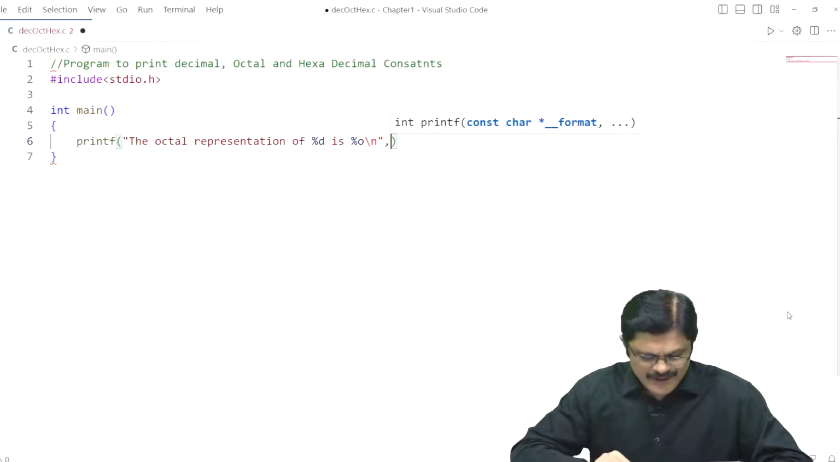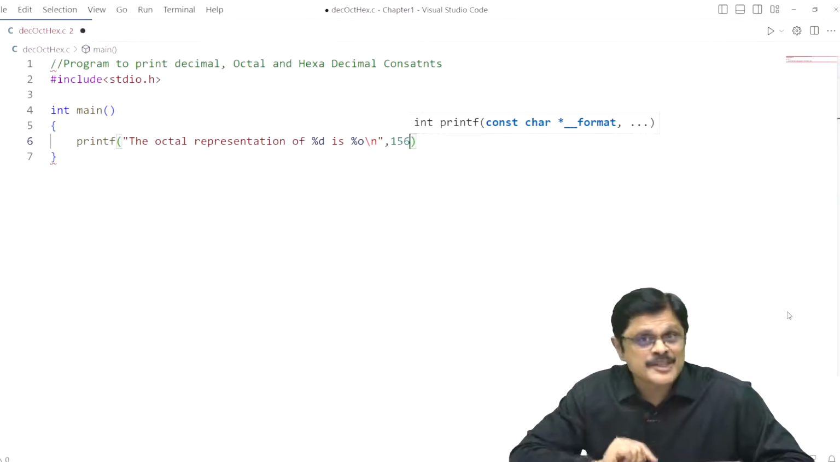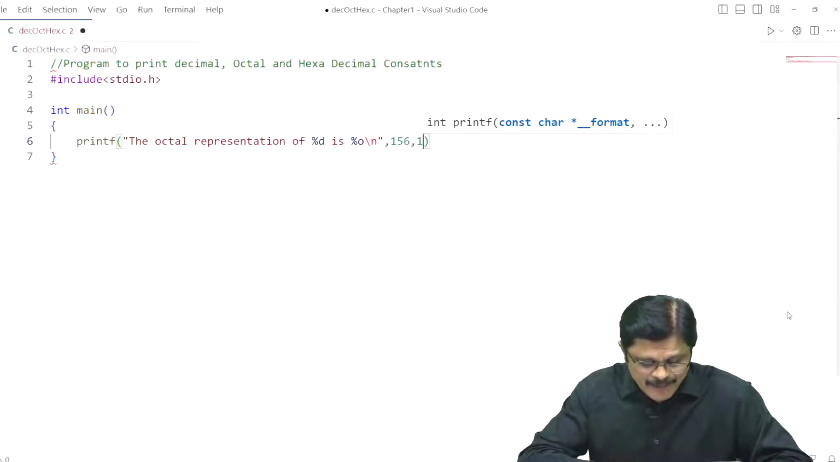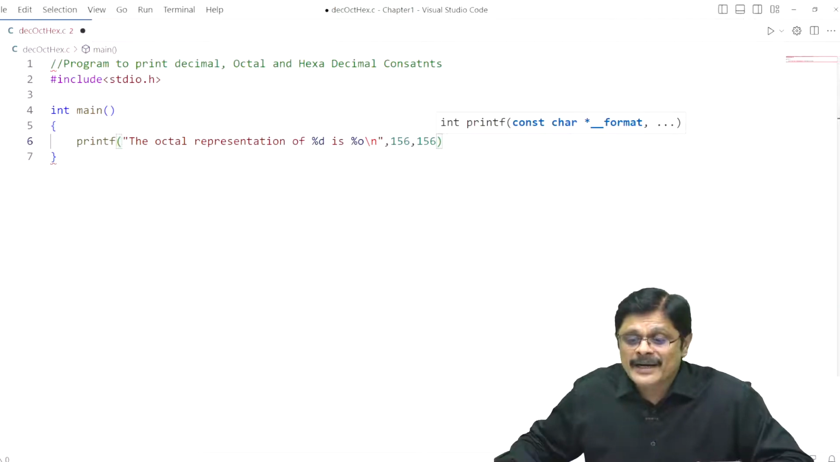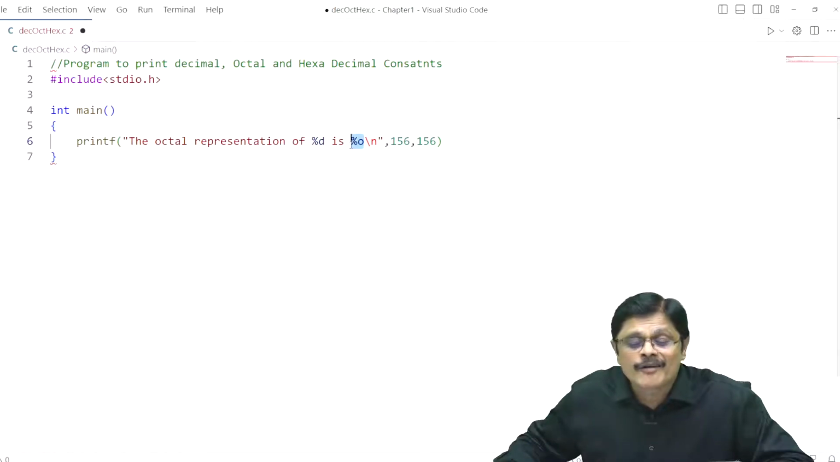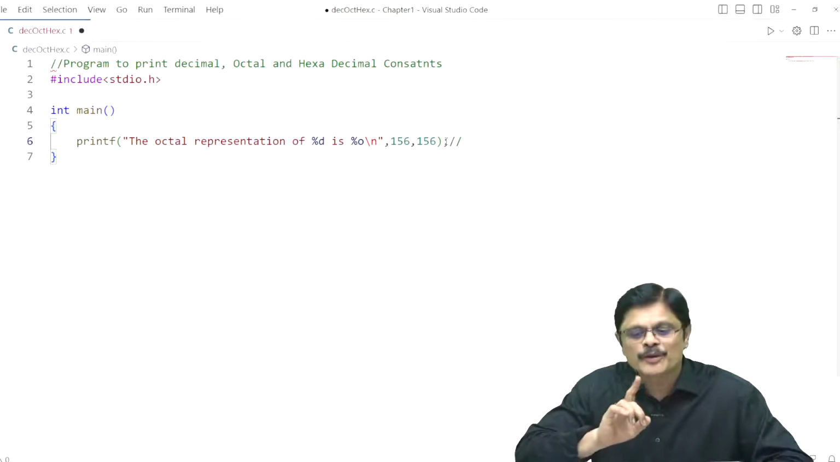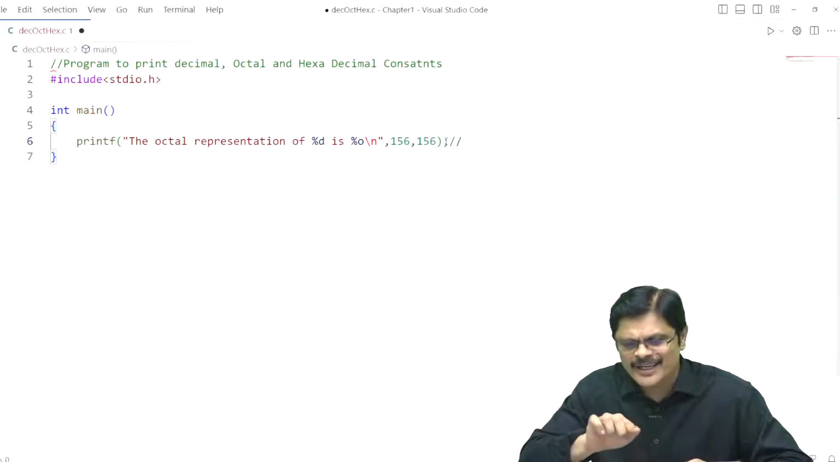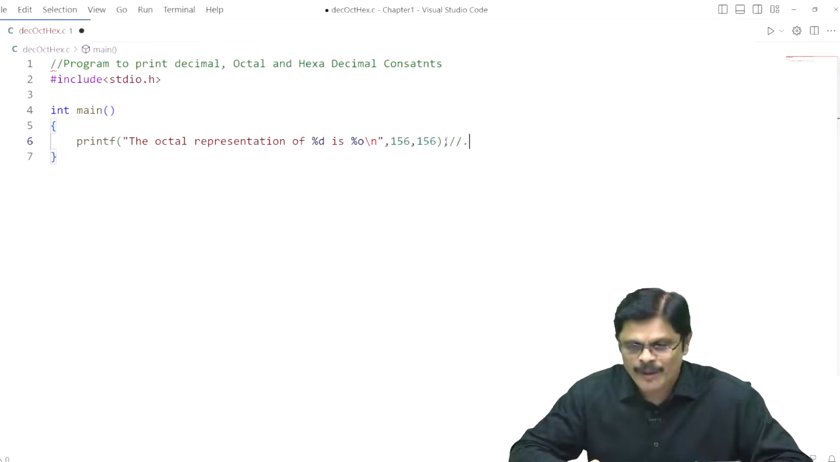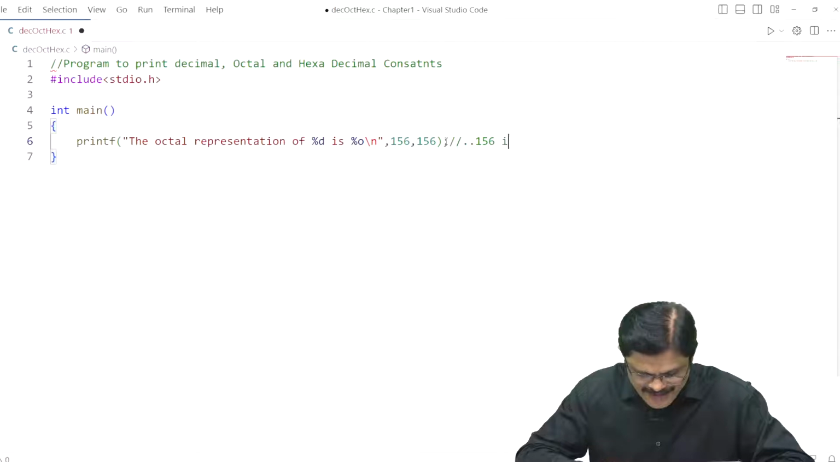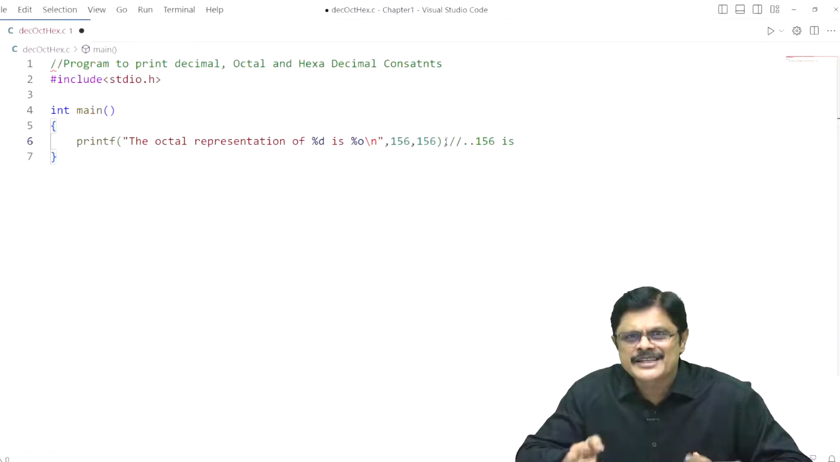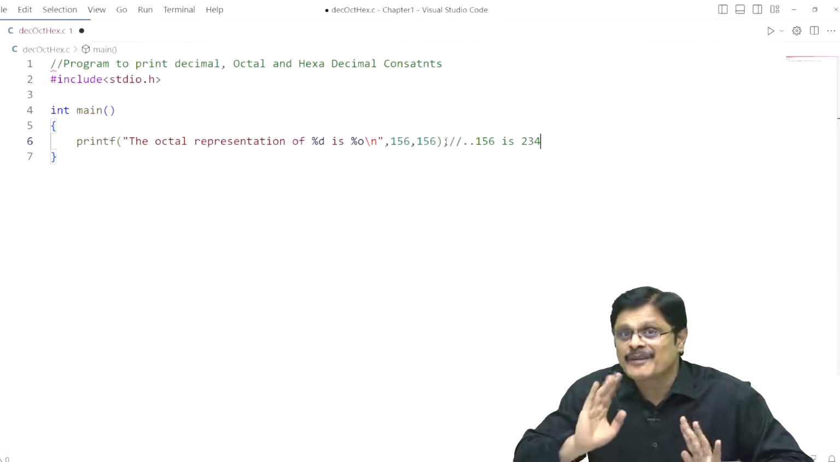Now here I send 156 for the first %d. For the second one also I will send 156, but this will be converted to octal and that will be printed, my dear friend. So the expected output for this line is the octal representation of 156 is, because you know the octal representation of 156 is 234, that will be printed.